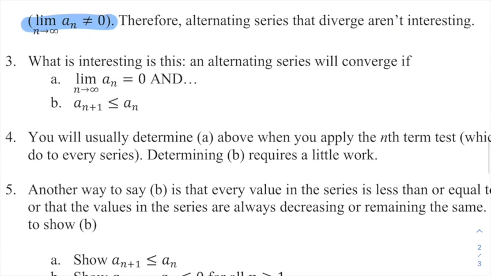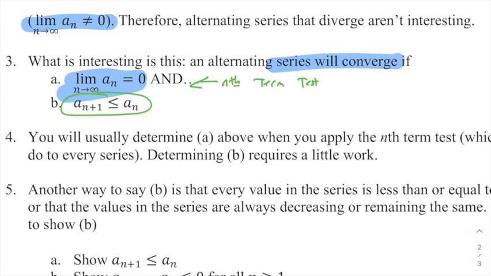But what's interesting is this. An alternating series will converge if we equal 0 on the nth term test. Now notice this is the first time that equaling 0 on the nth term test tells us convergence. But there's one other twist. The alternating series also has to meet this second thing in letter B. The next term always has to be less than or equal to the previous term.